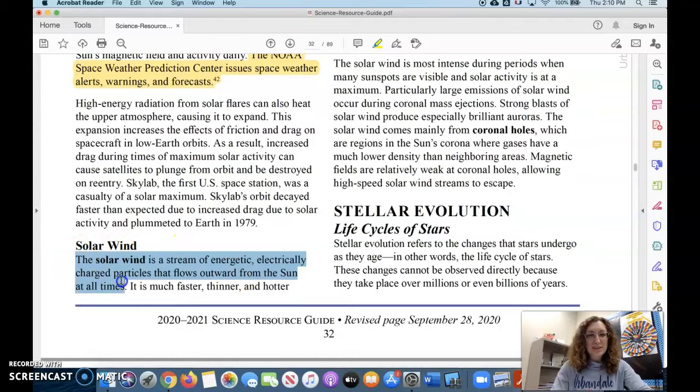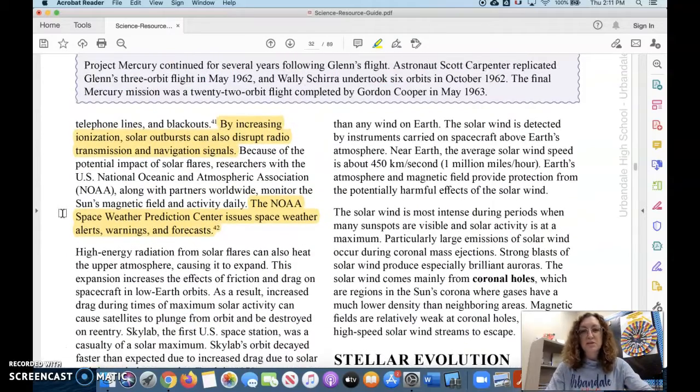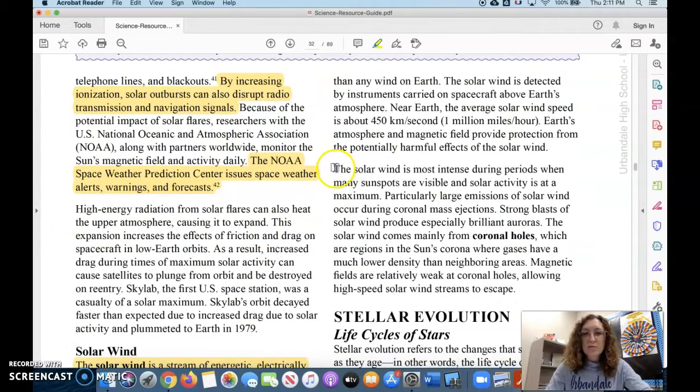All right, next we have solar wind. Solar wind is energetic electrically charged particles that flow outward from the sun. This happens all the time. Solar wind is constantly happening. Trust me, you do not want to be caught in a solar wind storm. Remember that cycle of sunspots? What did they call it? The solar activity cycle? Solar wind is most intense during periods when many sunspots are visible. Solar activity is at a maximum. We also get higher solar wind.